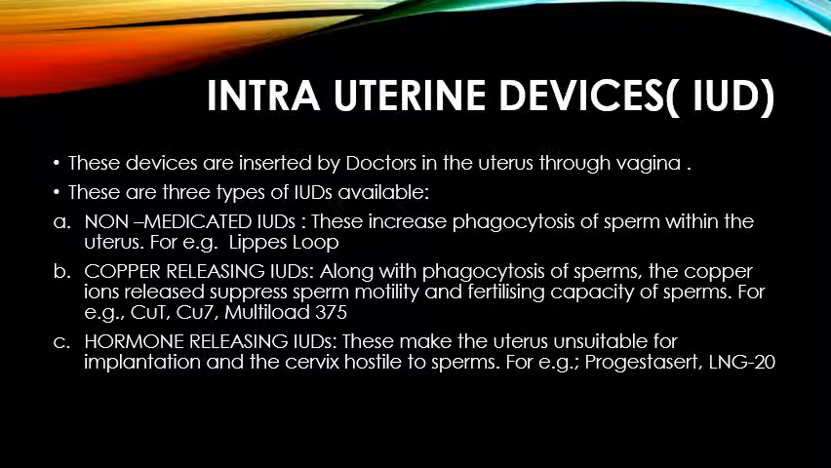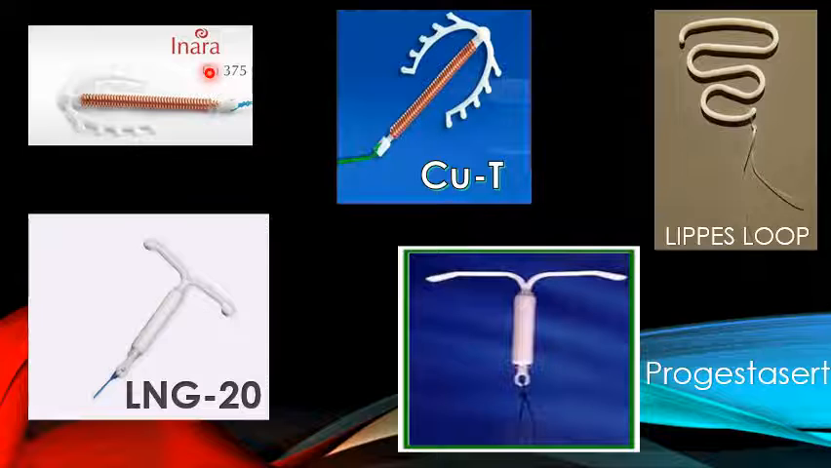The images are, the first is multiload copper 375. Next is your copper T, which is commonly used. The releasing ions are there, which is going to increase the phagocytosis of the sperms in the uterus. That is your first one, that is known as your Lippes loop. It is outdated now. Next is your LNG-20 and Progestasert. So these are the intrauterine devices which are being inserted in the uterus only by the expert nurses or doctors.